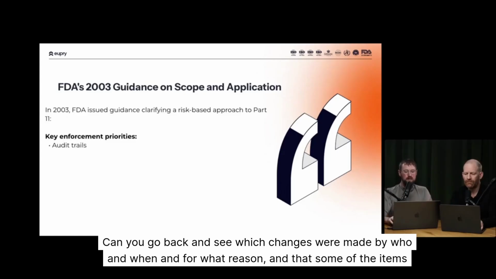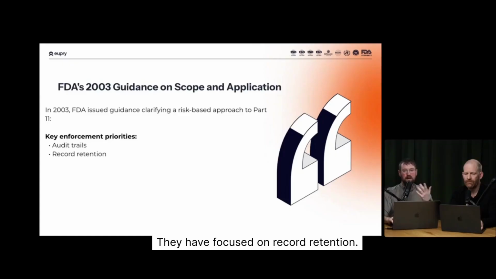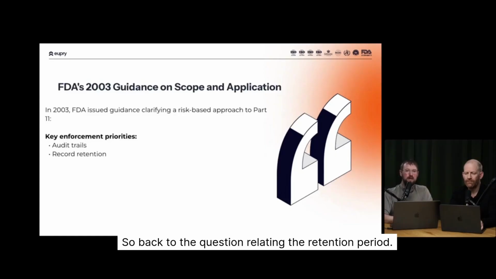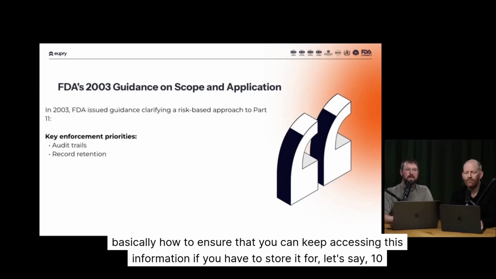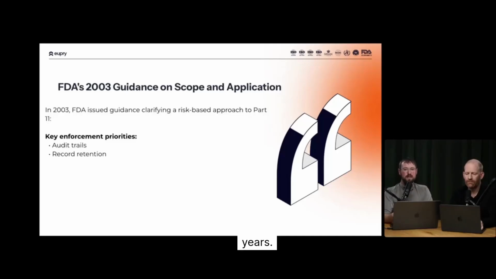And that some of the items will go in. They have focus on record retention. So back to the question relating the retention period, basically how do you ensure that you can keep accessing this information if you have to store it for, let's say, 10 years.